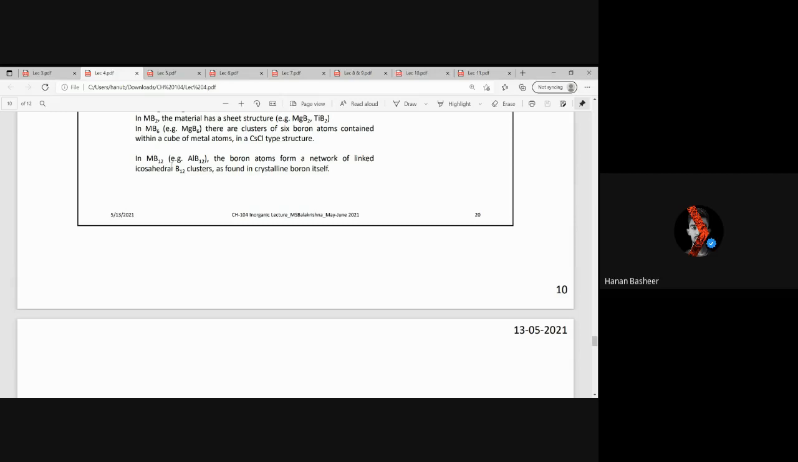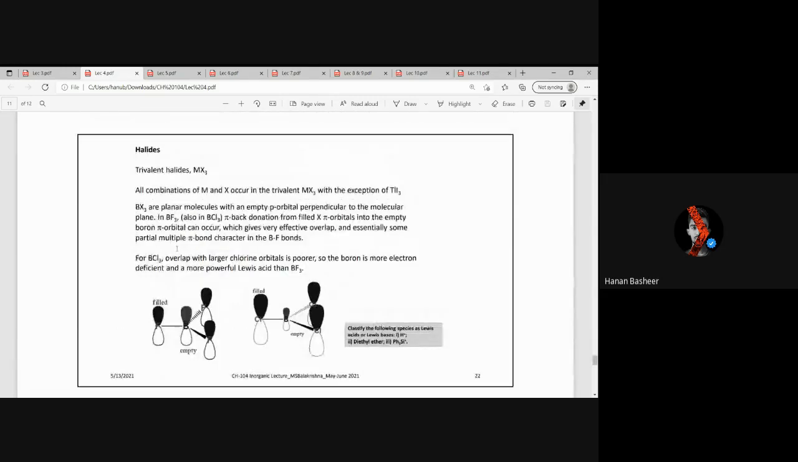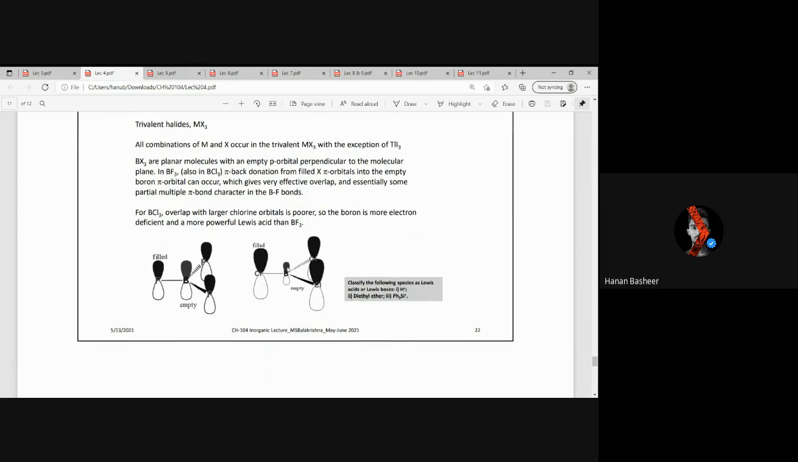And with this number, whenever we see 12, you have to keep in mind the icosahedral structure, and it is found in crystalline boron itself. These are the structures. This is icosahedral. This is the layer sheet structure, and this is a cluster, and this is a chain. And halides: trivalent halides are formed by these group elements, but there is poor bonding as we go down the group because of the poor overlapping of pi bonds between their orbitals.